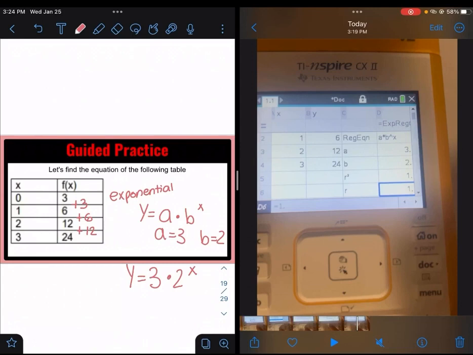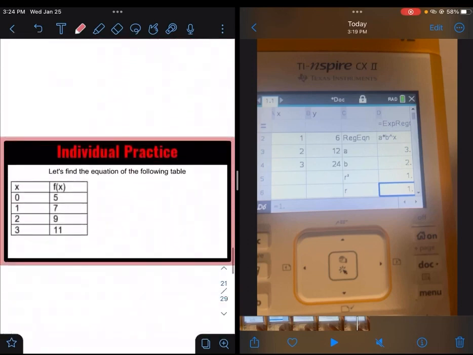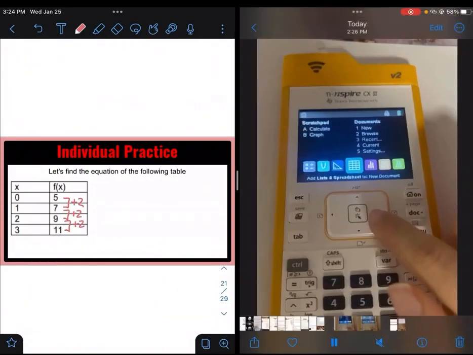Now let's go to this next one. This would be the equation of the line right here. To get from 5 to 7, I add 2. 7 to 9, I add 2. 9 to 11, I add 2. Okay, good. So now let's see how we would type this in our calculator.